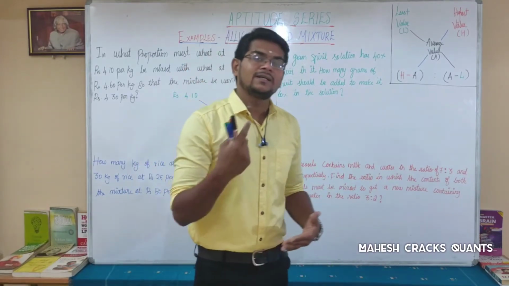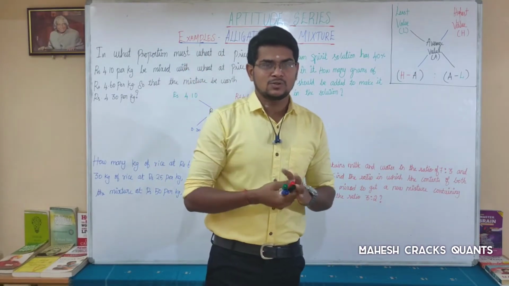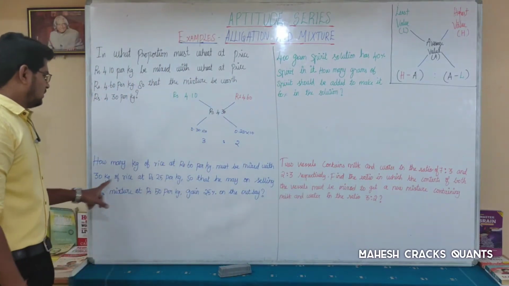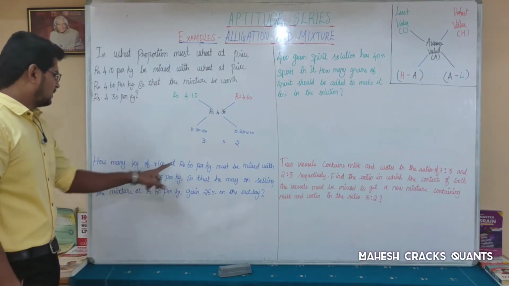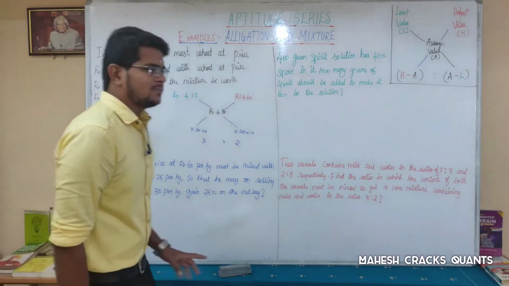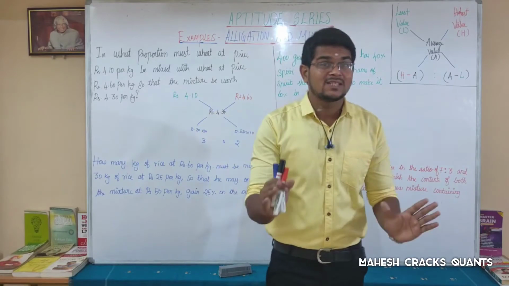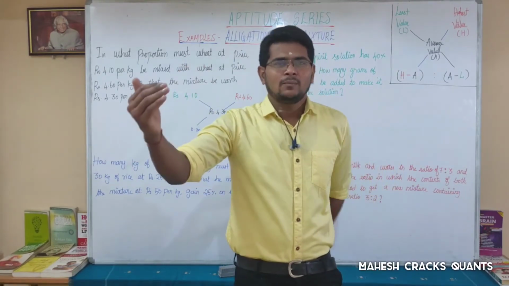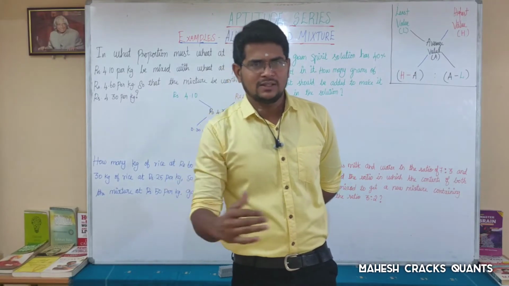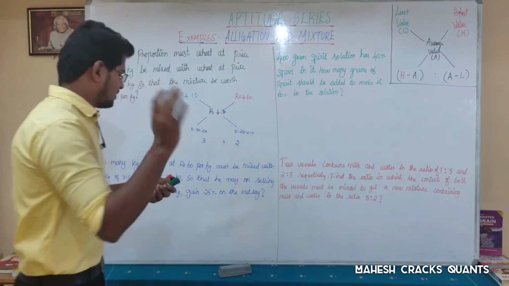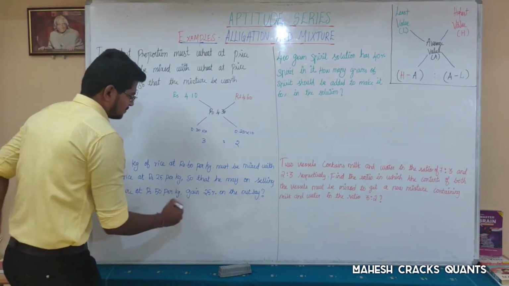Here you have to find the cost price. You have the cost prices for the two different kinds of rice, but the 50 rupees per kg is not a cost price, it is the selling price. Selling price means it includes profit or loss within it. Here it's a gain, a profit, so you have to reduce it. The first step is to find the cost price here.